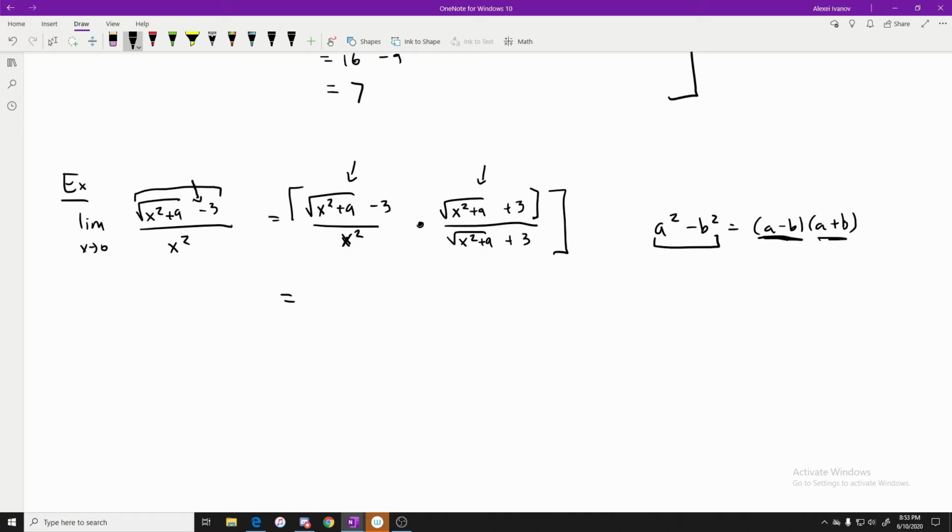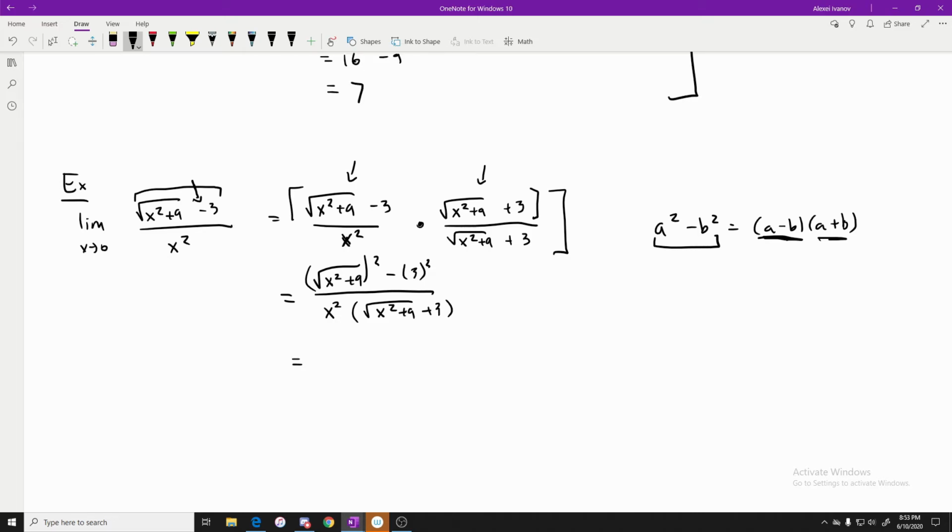So I'm going to simplify the top by squaring a, which in this case is the square root of x squared plus 9. And if we square that, actually I'll write it out. So the square root of this squared, and then we are going to minus b squared, which is 3 squared, right? And that's all over this x squared times this square root of x squared plus 9 plus 3.